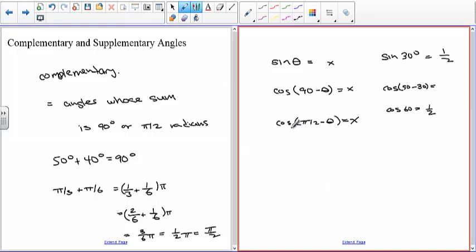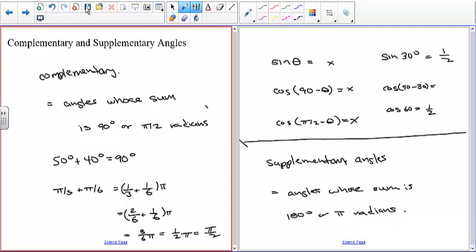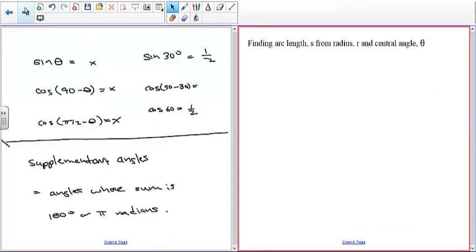As far as supplementary angles, there's not really the same relationship, I guess. So what are supplementary angles? They are angles whose sum is 180 degrees, or pi radians. Now, one thing is that you can have more than two angles. If you had three angles that add up to 90 degrees, they would be complementary. And if you have more than two angles that add up to 180 degrees or to pi radians, they're also supplementary. Since that's something you should have already had before, I'm not going to dwell on it.